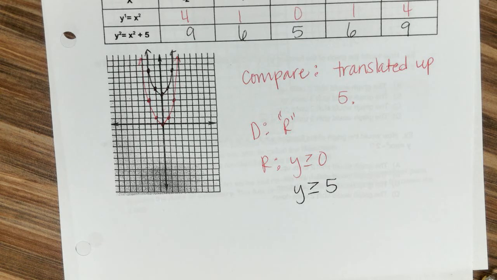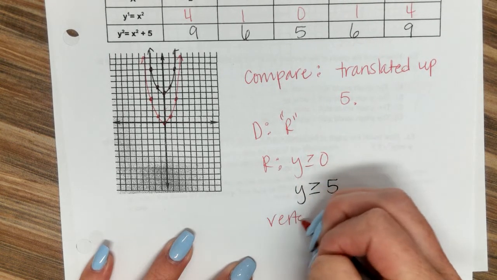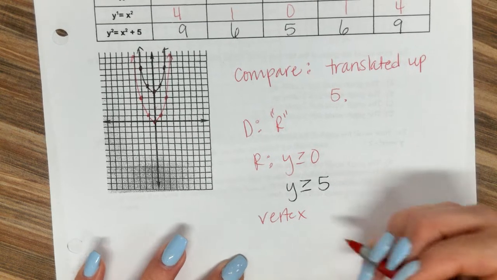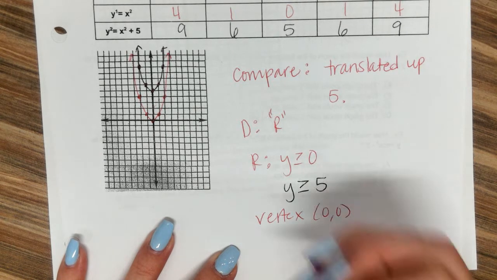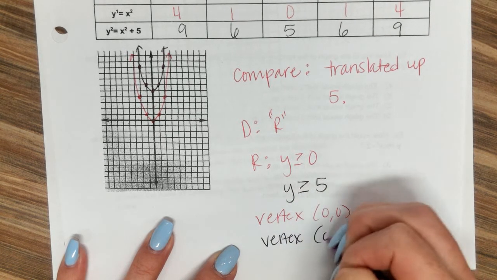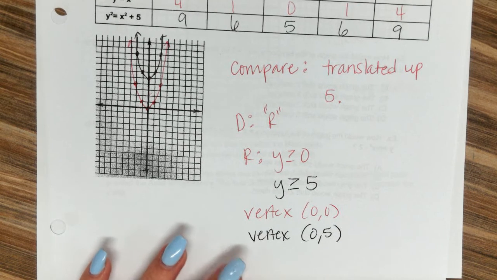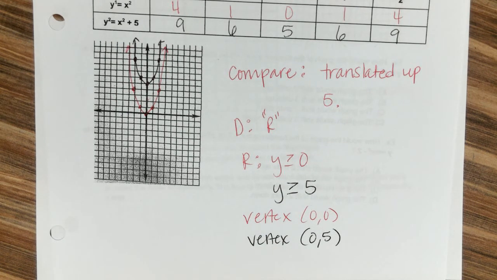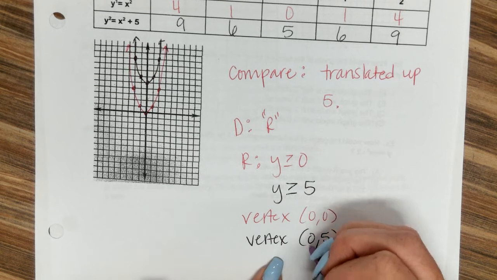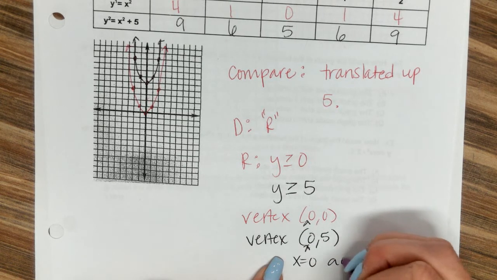All right, let's talk about the axis of symmetry. Oh, let's talk about the vertex because we haven't talked about that. What's the vertex for the red one? Give me a coordinate. 0, 0. What's the vertex for my black one? 0, 5. And just so y'all know, if they give you the vertex, the x coordinate is your axis of symmetry. So see right here, that's your x equals 0. You'll see how it's the same for both. That's your axis of symmetry.